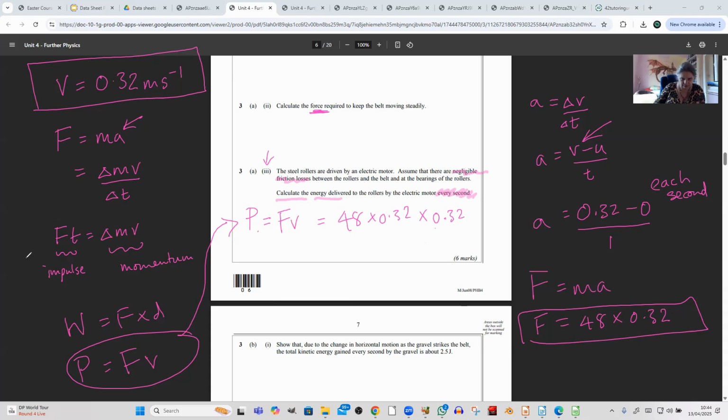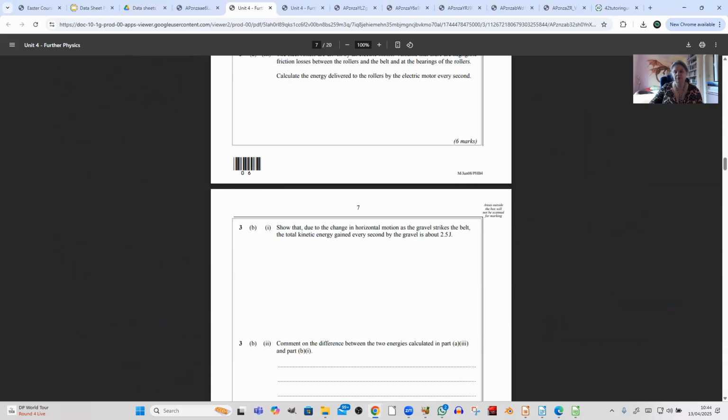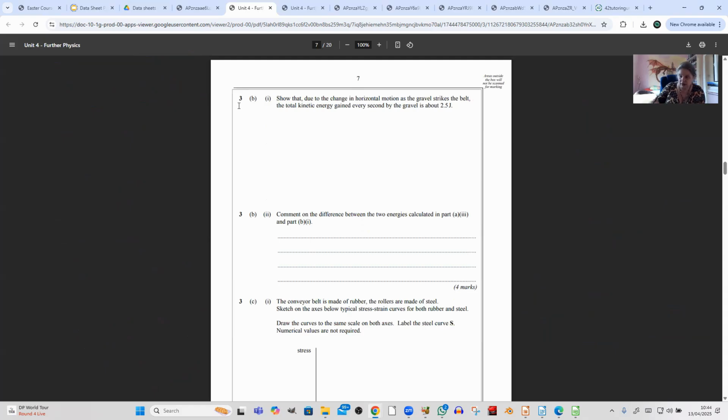This is part B. I'm going to get rid of all my drawings because part B is going to be less closely related. But again, can you see? Let me change colour. We've got another show that. We've got to show that the total kinetic energy gained every second is about 2.5 joules. So this question, what's it about?